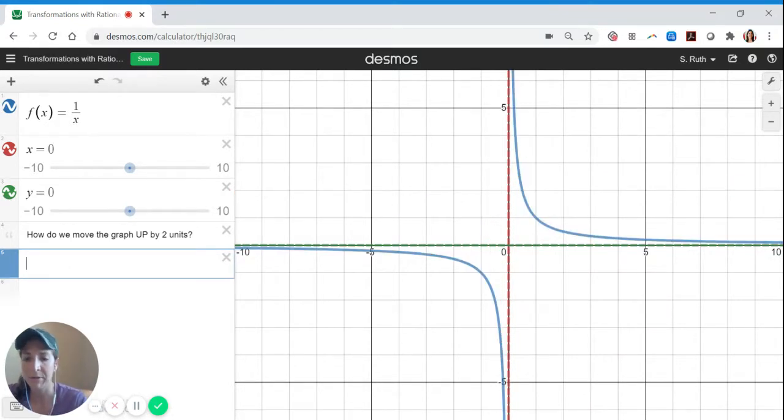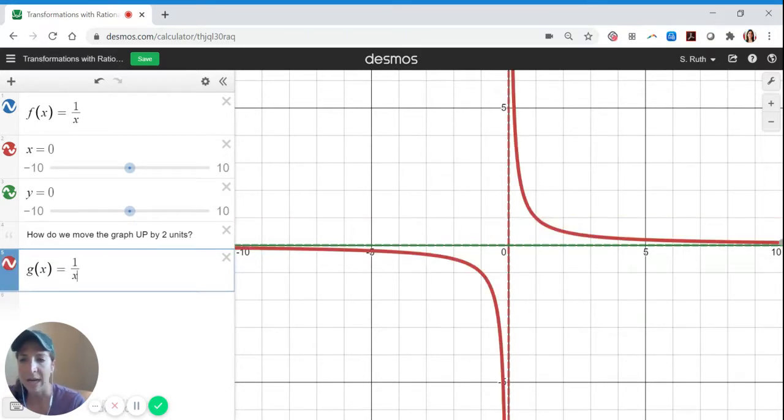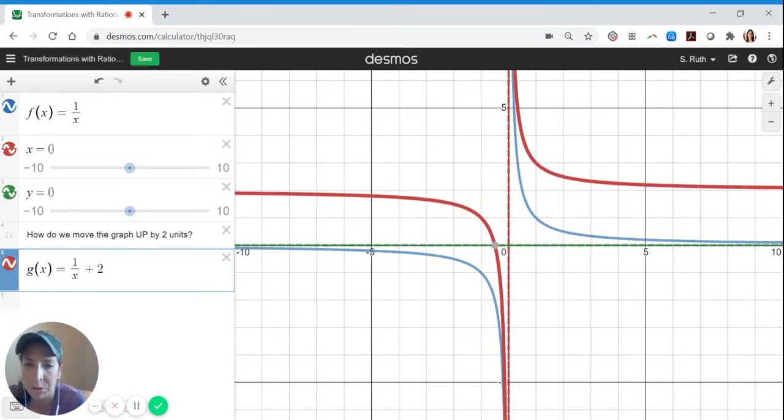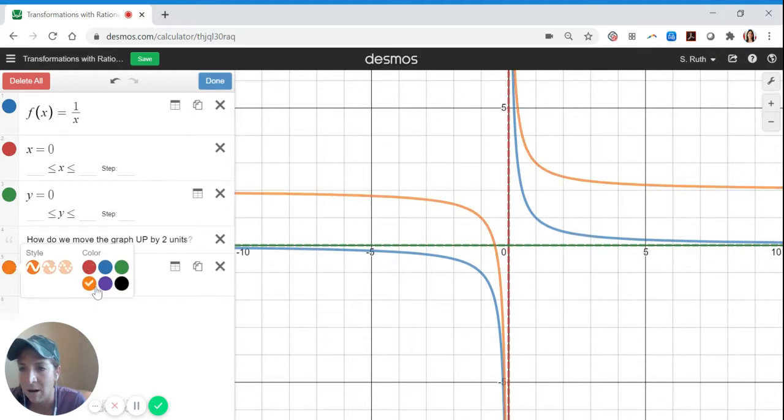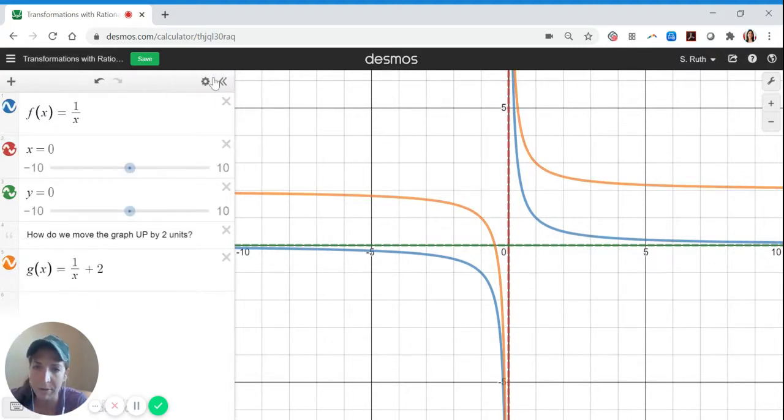You guys may prefer if I make it a new function, g of x, where I just type in 1 over x plus 2. Maybe that will feel a little bit more intuitive. What I just typed before was the same thing, but we basically need to tag on that plus 2 separate from the input, and that will cause a vertical shift. So the graph in orange is now the blue graph shifted up by 2 units.